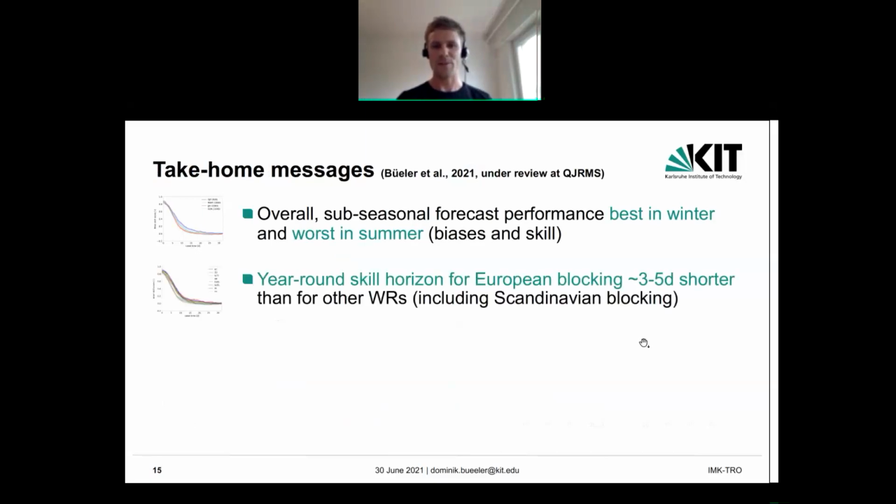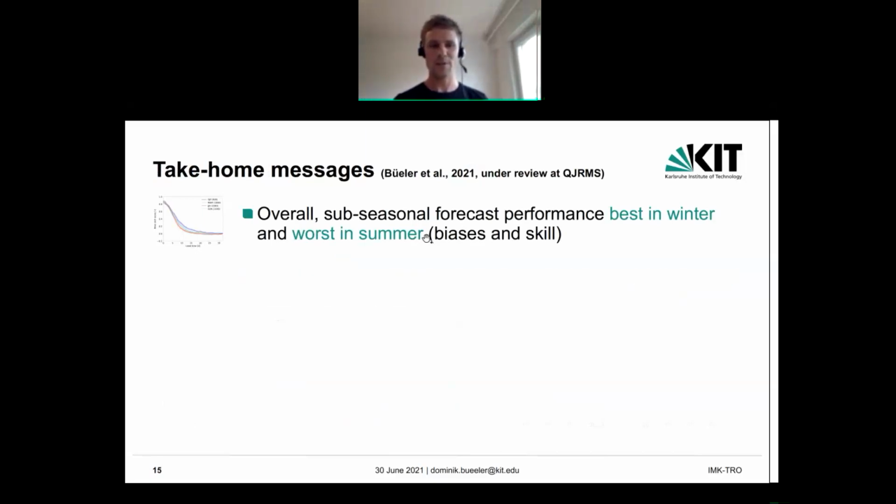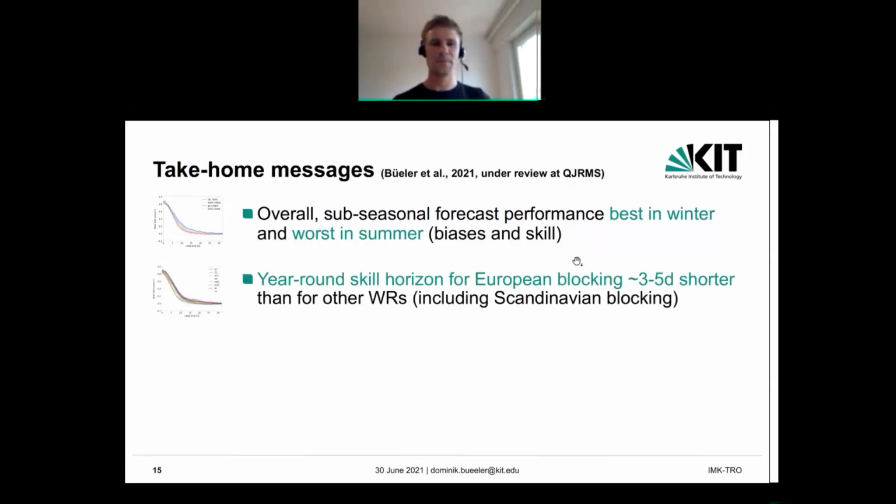With this, I'd like to come to my conclusions. So at the first step, I showed you that overall the subseasonal forecast performance is best in winter and worst in summer. And this is actually both the case in terms of biases, which are largest in summer, but also the smallest skill in summer.